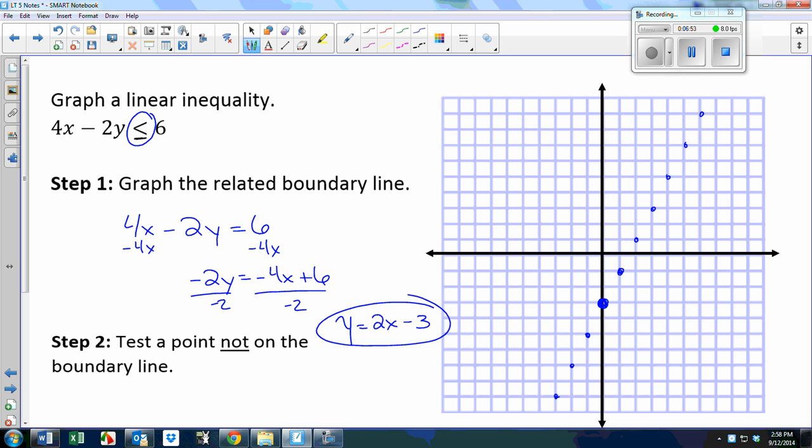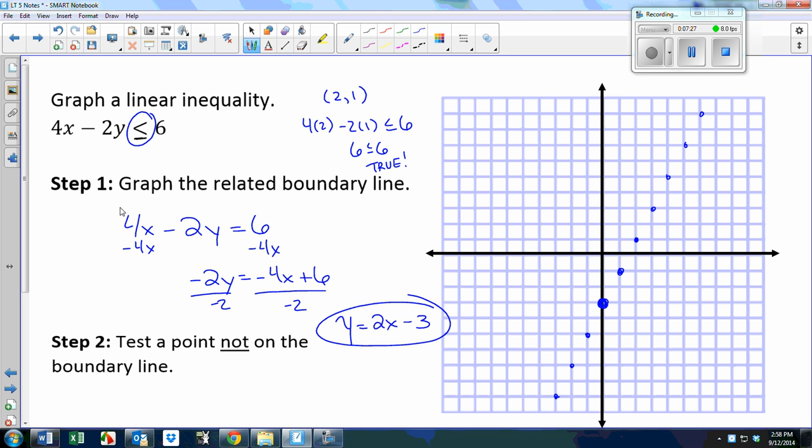So if it's a less than or equal to, the points on the line will work because it has equal to. Let's prove it. Let's take the point 2, 1, for example, and plug it in. 4 times 2 minus 2 times 1 is less than or equal to 6. That would give us 8 minus 2, 6 is less than or equal to 6. That's true. So there's a point on the line, and it works. It gave us the equal to version.